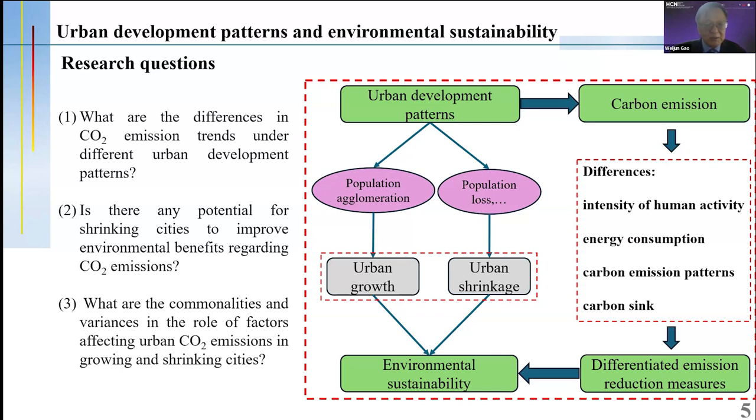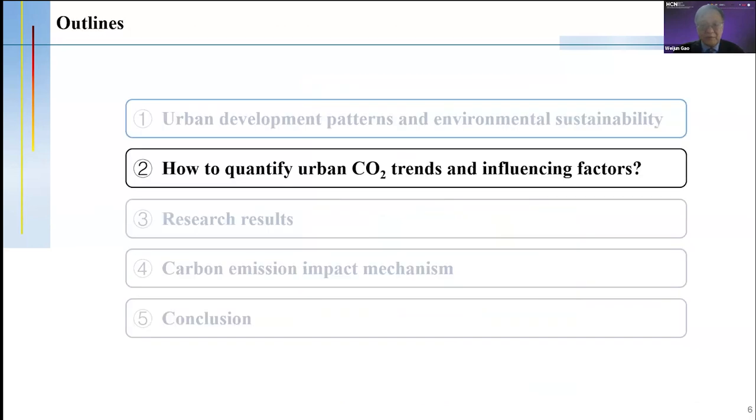And is there any potential for shrinking cities to improve environmental benefits regarding CO2 emissions? And the third is: what are the commonalities and variances in the factors affecting urban carbon dioxide emission in growing and shrinking cities? About the carbon emission, what's the difference in the intensity of human activity, energy consumption, carbon emission, and the carbon sink? So the first is we need to quantify urban carbon dioxide trends and also make sure of some influencing factors.